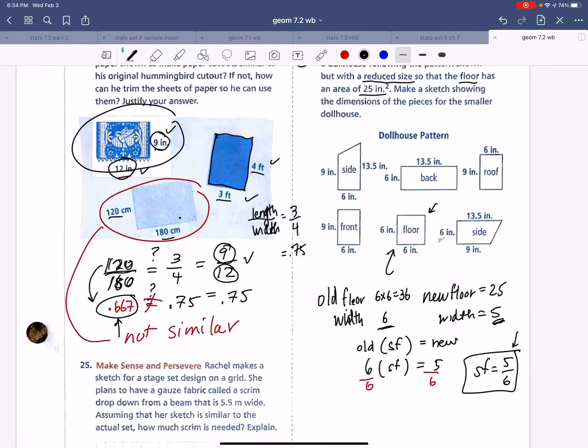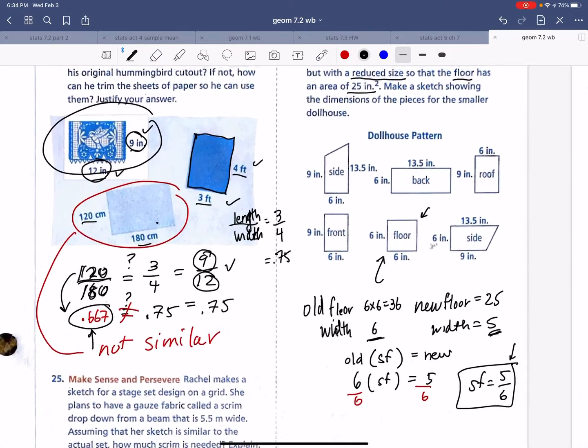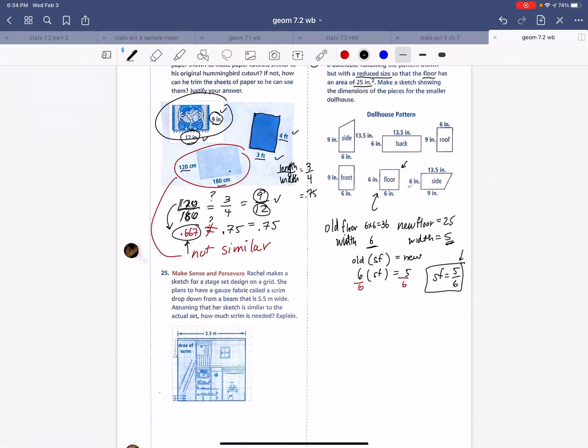Make a sketch showing the dimensions of the pieces for the smaller dollhouse. Okay, so I have a side, a back, a roof, a front, a floor, and a side. So my floor is going to be 5 by 5, right? I've done that one. This floor matches this floor. Let's do the back here. Let me do that in a slightly different color. My back. So 6 times 5/6 is also 5, so that would be 5.